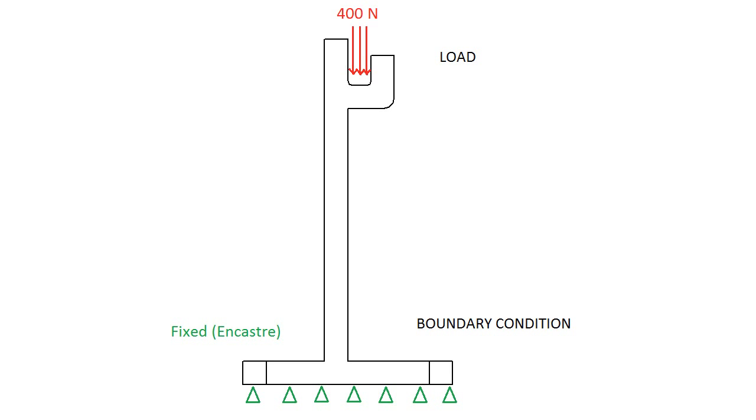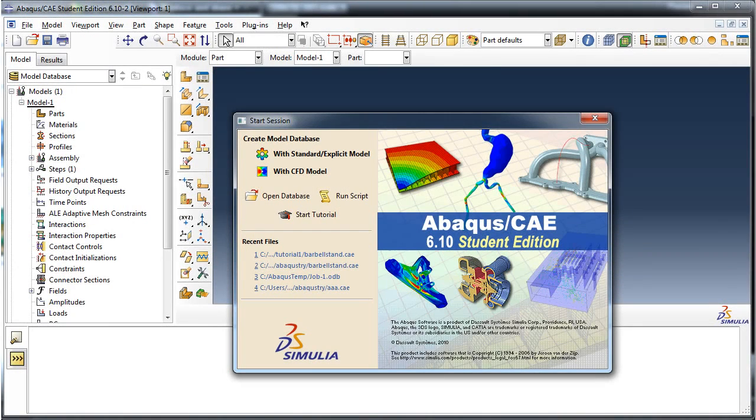Here you see a depiction of the barbell stand with loads and constraints applied. A force equal to half the weight of the barbell will be applied in the U-shaped clamp where the barbell will sit. The base of the barbell stand, which is normally in contact with the ground, will be fixed in space using an Encastre boundary condition, meaning that it cannot translate along the X, Y, or Z axes, nor can it rotate about them. So let's go into Abaqus and give this a try.